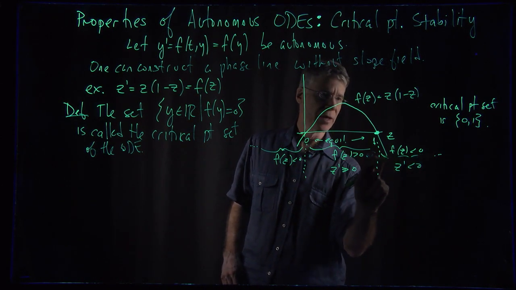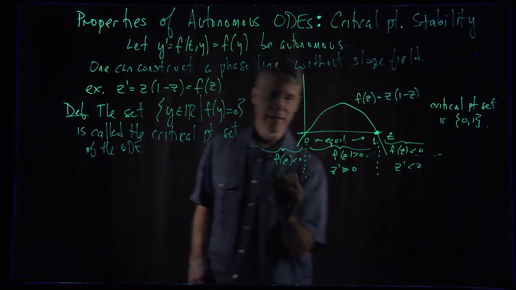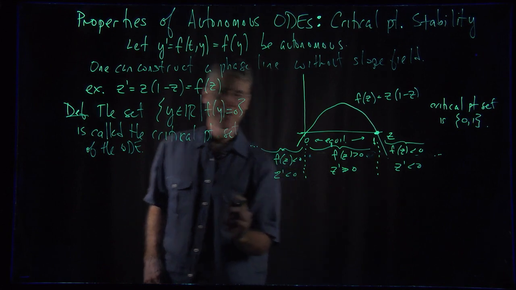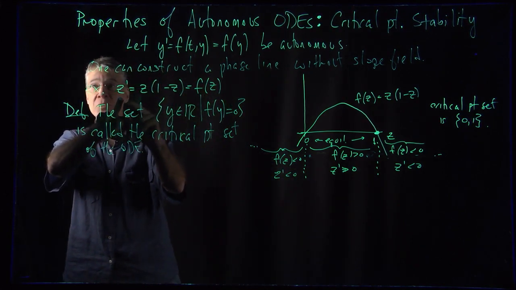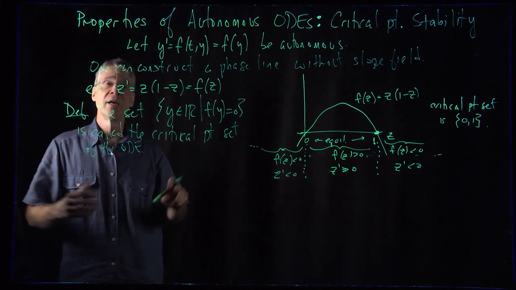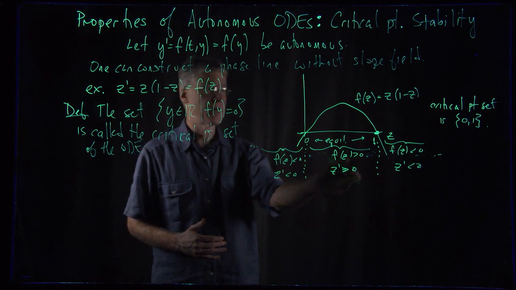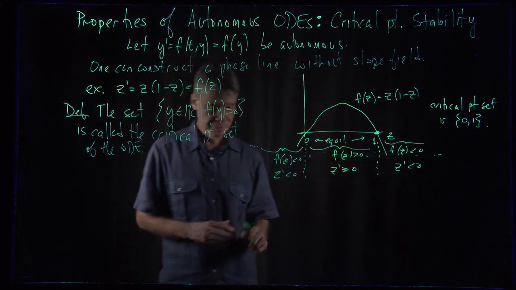Why did I put that below that? That should be like this. And z prime is less than 0 here because f of z equals z prime in our differential equation, which means the slopes of our solutions, the tangents to our solutions, are all negative at that point. The tangents to our solutions are all positive here and all negative here.